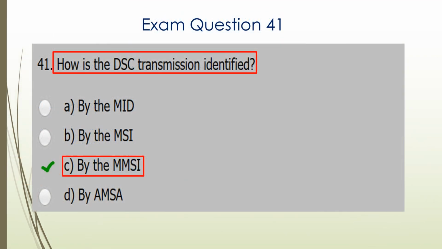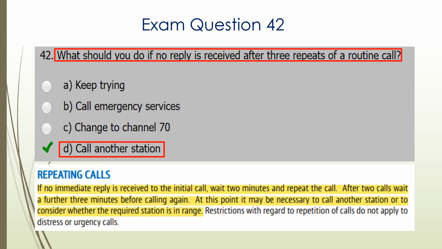Question 41. How is the DSC transmission identified? Correct answer is C, by the Marine Mobile Service Identity Number, MMSI. Question 42. What should you do if no reply is received after 3 repeats of a routine call? The explanation is there at the bottom of the page, but you should call another station. D is your correct answer.